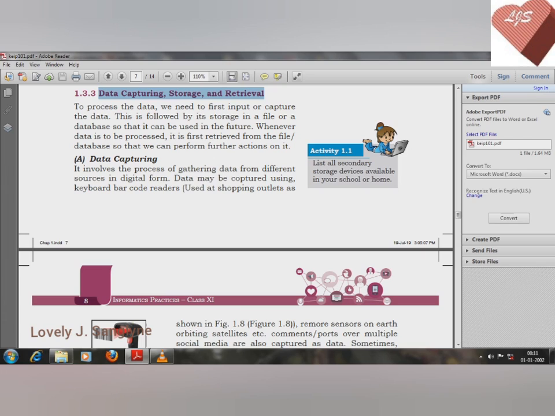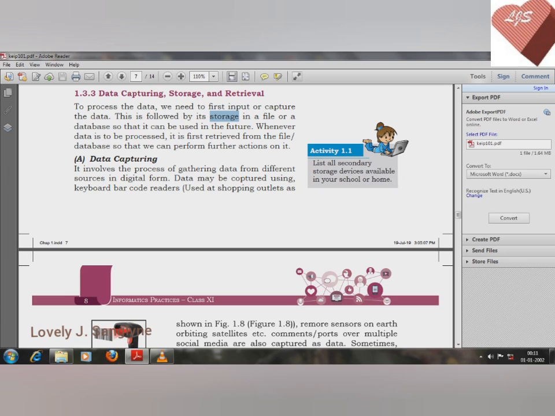Data capturing involves the process of gathering data from different sources. So in the previous videos I have discussed with you about the input devices. So when we want to gather data or information from different sources, we use input devices. So the data that are being gathered are actually gathered by the input device, and those data are stored in a storage device which we already discussed.